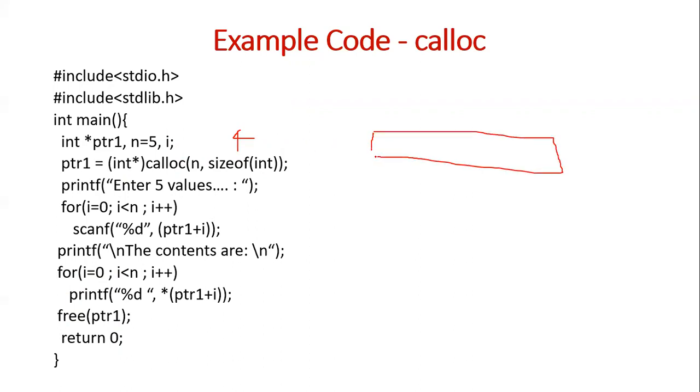It will allocate 20 bytes of memory for storing 5 integers: 1, 2, 3, 4, 5. Say the starting address of this entire unit of memory is 2000. Then ptr1 will be holding 2000. ptr1 is the pointer, so now it will hold the value 2000, which means ptr1 is pointing to this location.